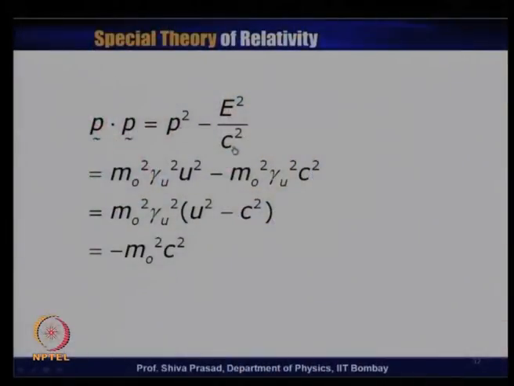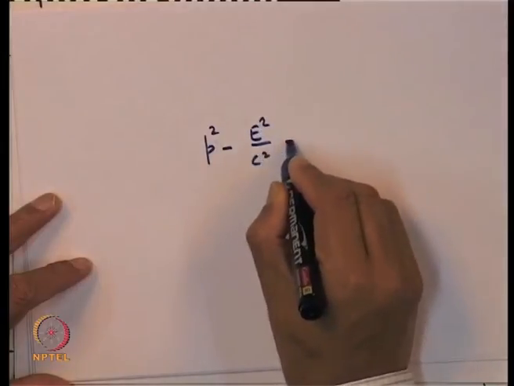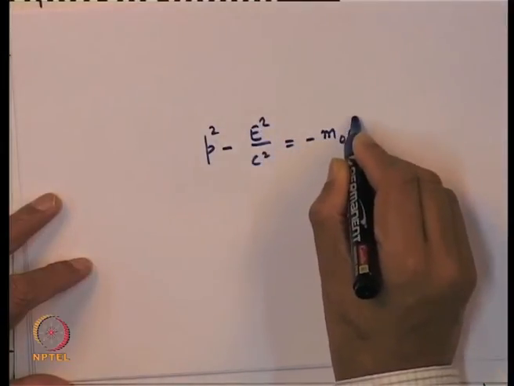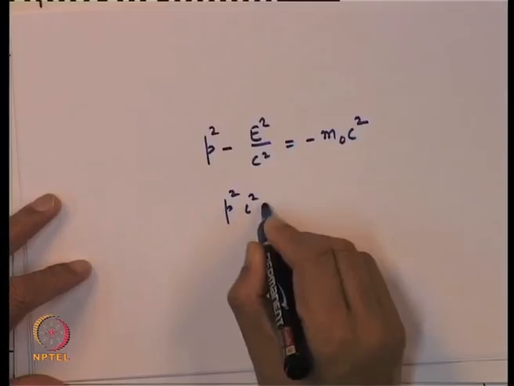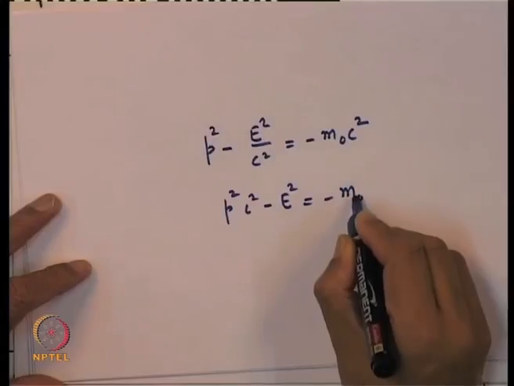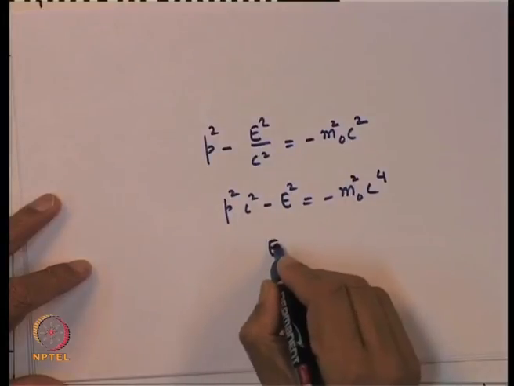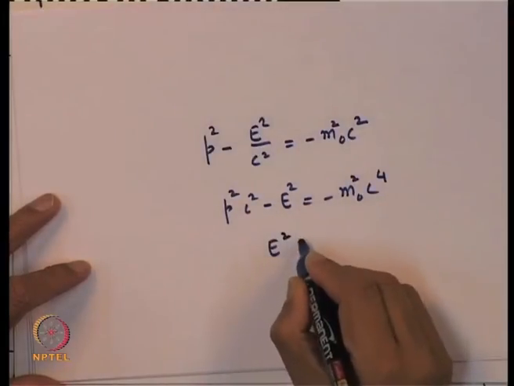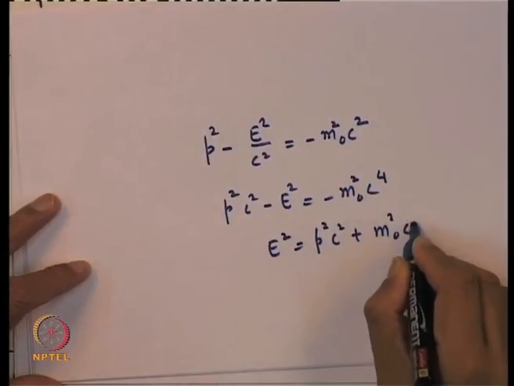Let us just look at here. This was P square. So what I take, I multiply by c square. Let me write it here. P square minus E square by c square is equal to minus m naught square c square. So if I multiply the whole thing by c square, P square c square minus E square is equal to minus m naught, sorry, there was m naught square here, m naught square c to the power 4. I take this on this side, this on this side. So this becomes E square is equal to P square c square plus m naught square c to the power 4.